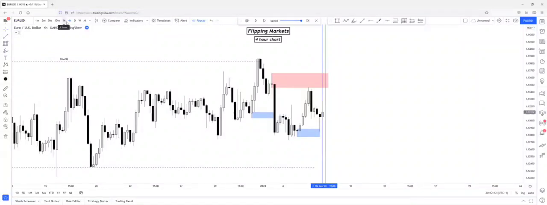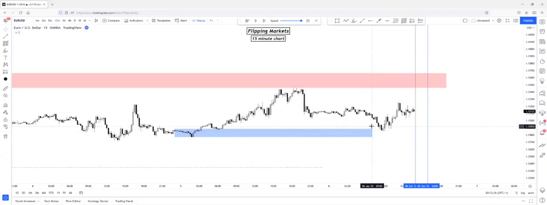But before I switch to the 15-minute chart, I'm going to ask you, is everything clear? Does everything make sense for you? Yes, perfect. Okay, so let's switch to the 15-minute chart. If you have any question, please just write it down in the chat.